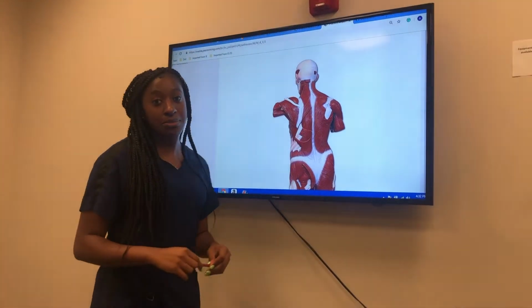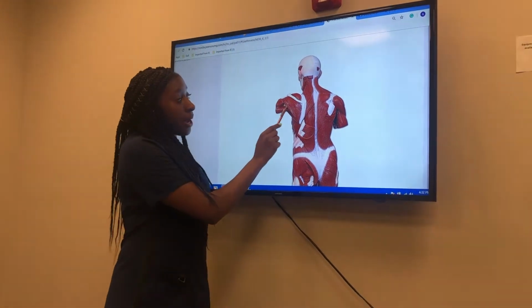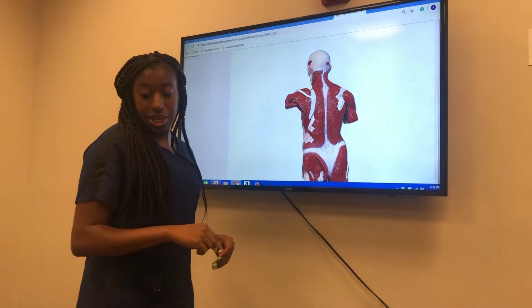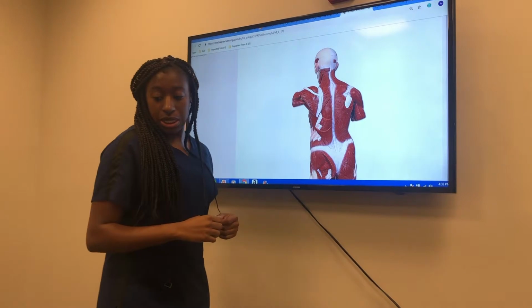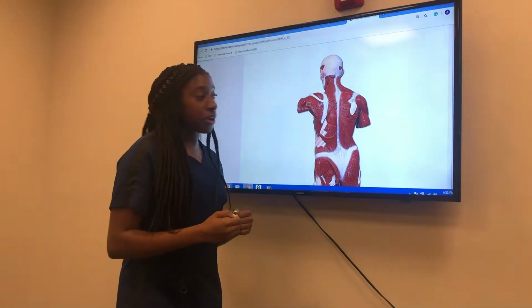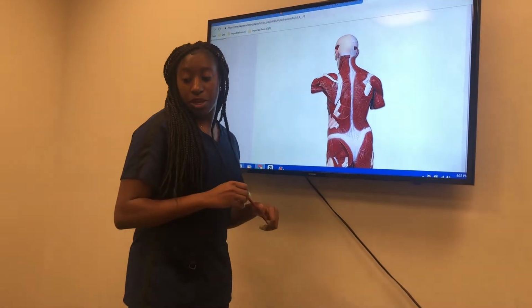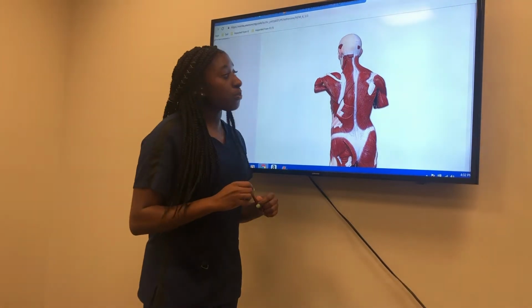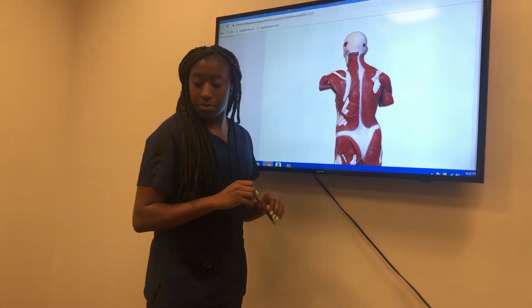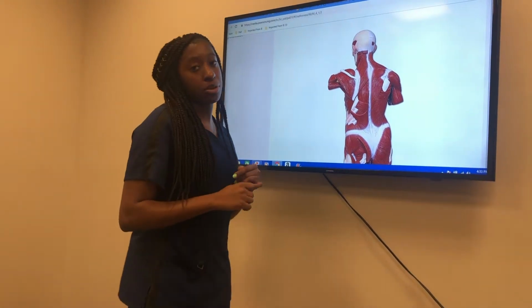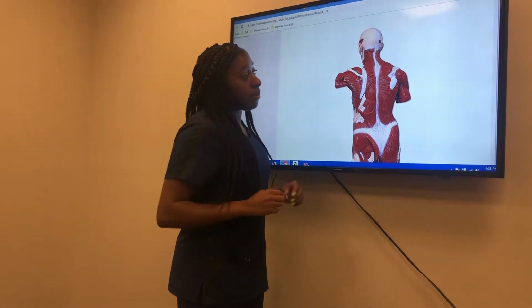There are two teres muscles. The teres minor is above the teres major. The teres major, the origin is the posterior surface of the scapula at the inferior angle, which is down here. The insertion is the intertubercular groove of the humerus. The action is it medially rotates and adducts the arm. And the nerve is the lower subscapular nerve, which is here, above the major.